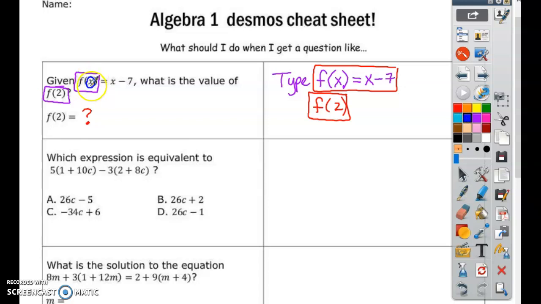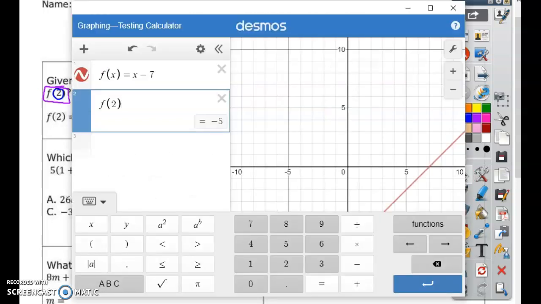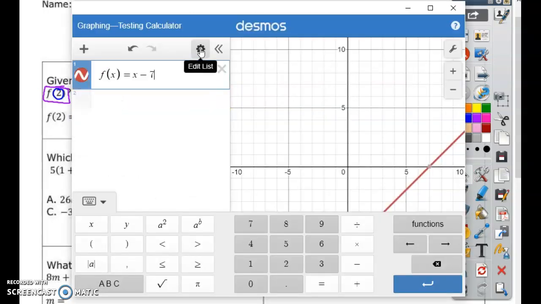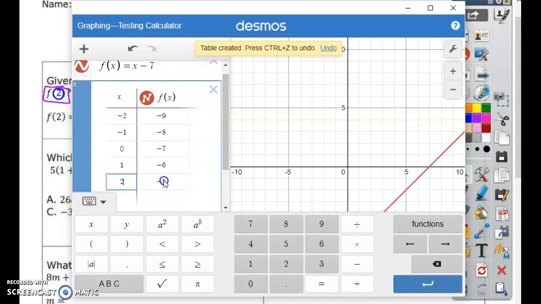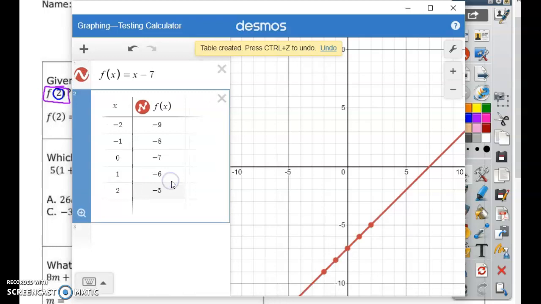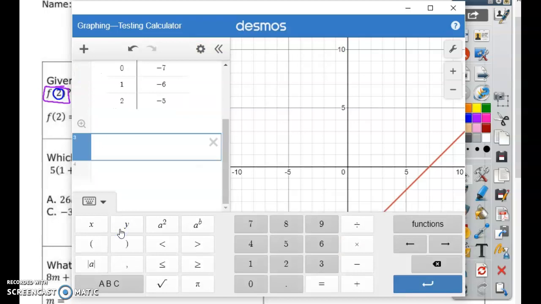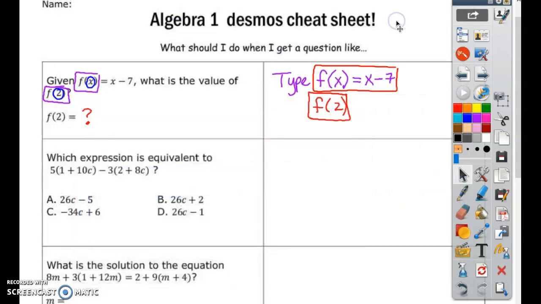What do you think this is? X, right? So they're telling you that x is 2. If you go to Desmos and open up the table and look for 2, it will give you the answer. You can do it that way too, but I don't see why it's so hard to just type f of 2, f of 3, the number that they ask you. It's not hard. It gives you the answer. So it gave us negative 5.